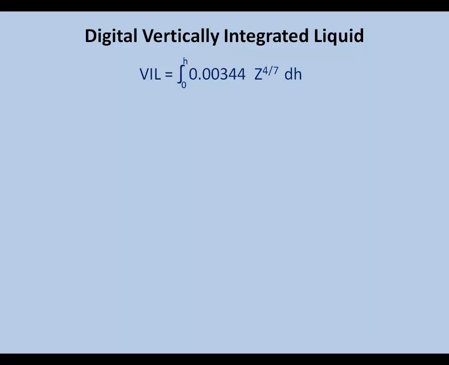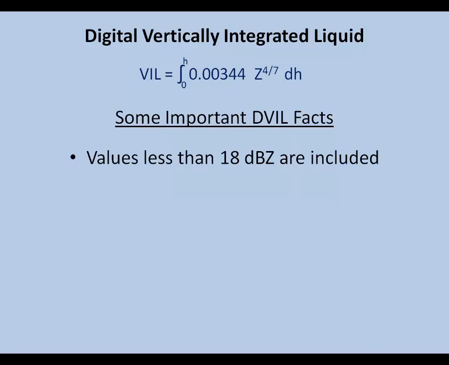Okay, I didn't want to skip over digital VIL. A lot of people have a lot of questions about digital VIL. How is it different? What's so unique about it? Digital VIL actually used exactly the same equation. Some important facts about digital VIL now. Any values less than 18 dBz are included. So now we're including all values less than 18 dBz, which is different than VIL.